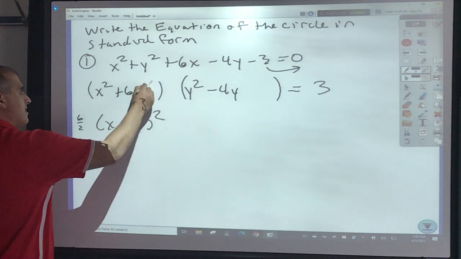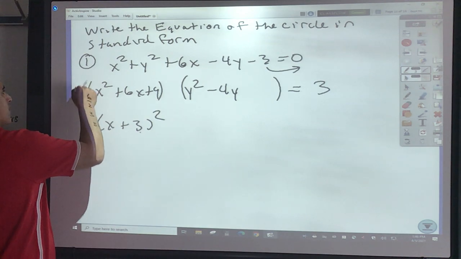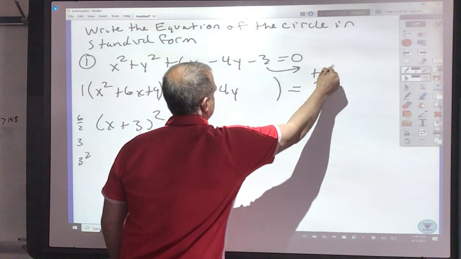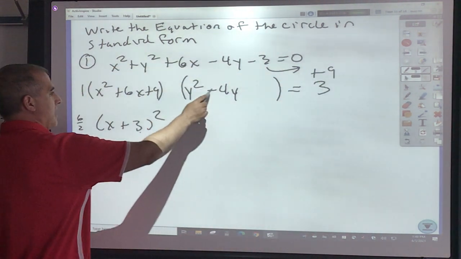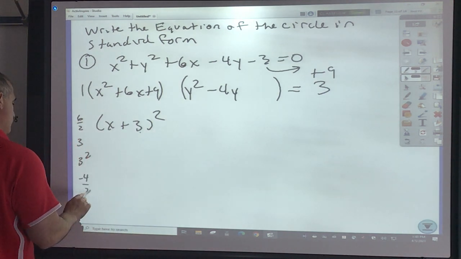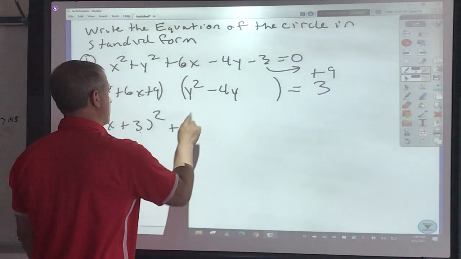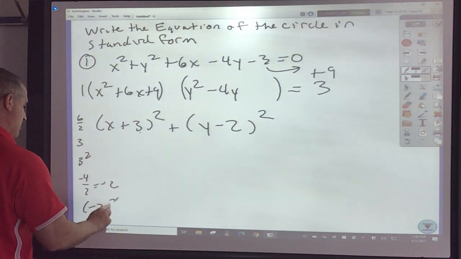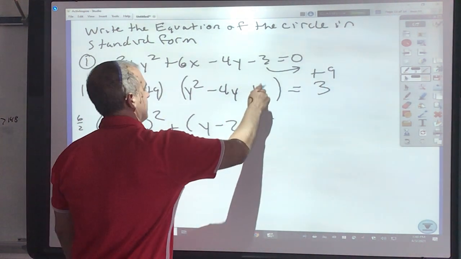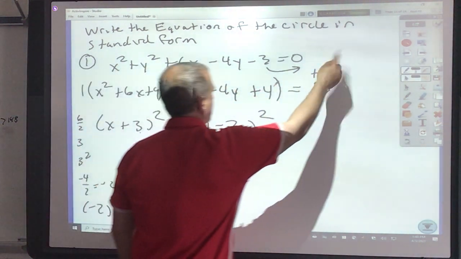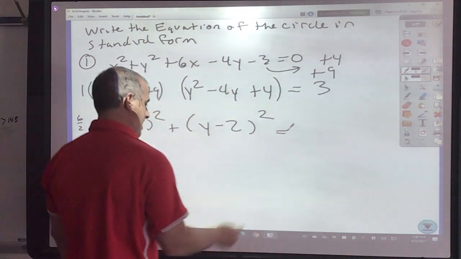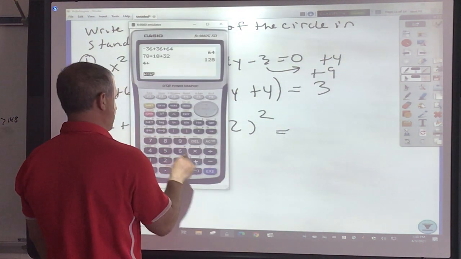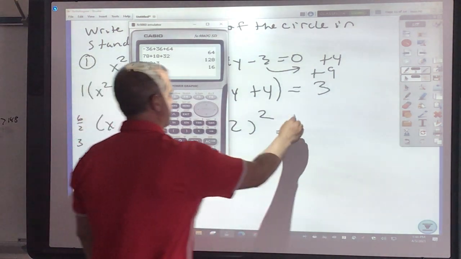Take 3 squared, that'd be 9. Now, there's really a 1 here. 1 times 9 is 9. Okay? Then I would do negative 4 divided by 2, which is negative 2. So that's going to be this. Negative 2 squared is going to be 4. Now, if you want to think of this as 1 times 4, that's fine. So if I add all those up there, that's 4 plus 9 plus 3 gives me 16.